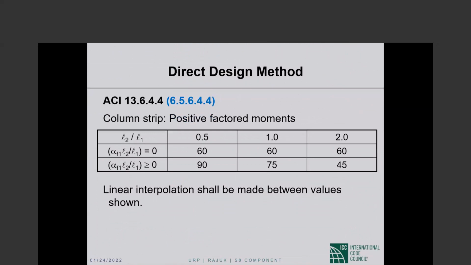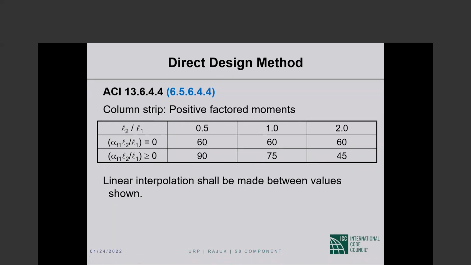Now it is positive factored moment. How much goes to the middle strip, how much to the column strip. So this is our situation: no column line beam, or a column line beam that isn't stiff enough. It is a 60-40 distribution, as I mentioned earlier. 60% goes to the column strip, 40% to the middle strip.